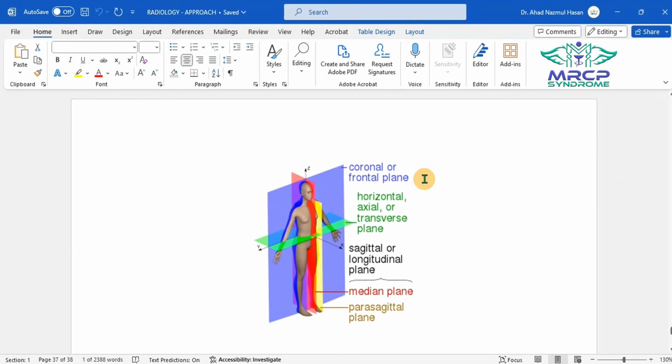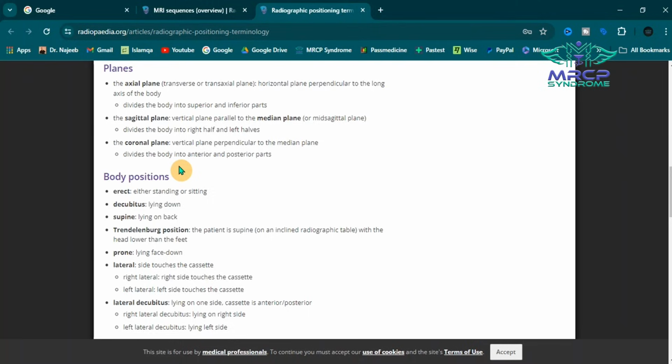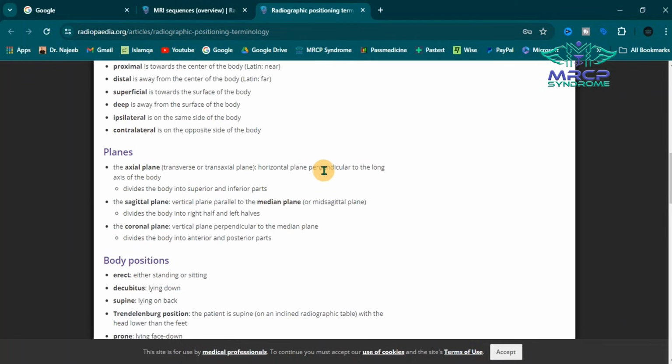Then we have the horizontal plane, also known as the axial plane or transverse plane, also known as the transaxial plane. So if we cut at 90 degrees, this is known as the horizontal plane. The axial plane, the horizontal plane, is perpendicular to the long axis of the body, and it divides the body into superior and inferior parts.